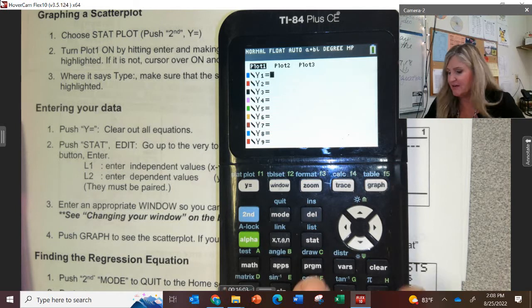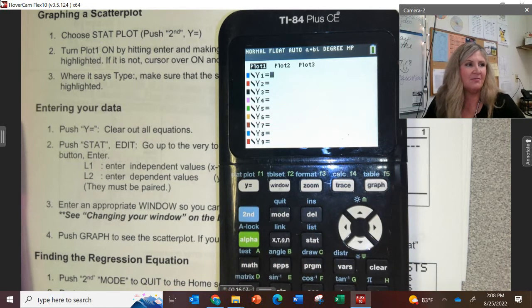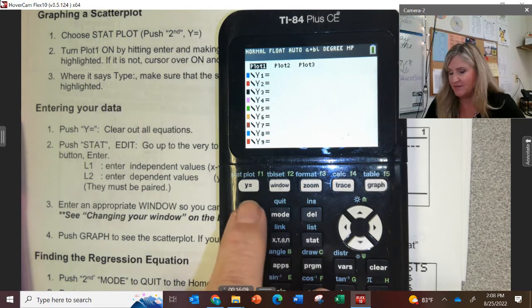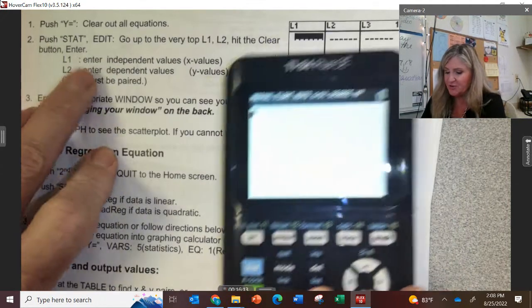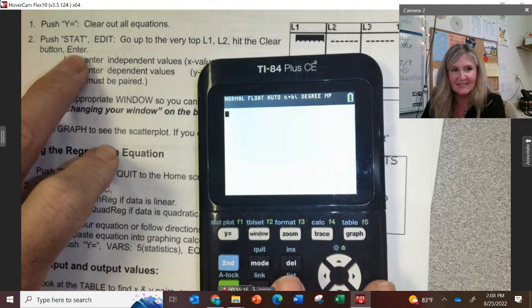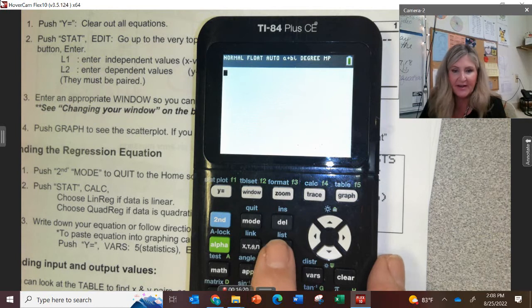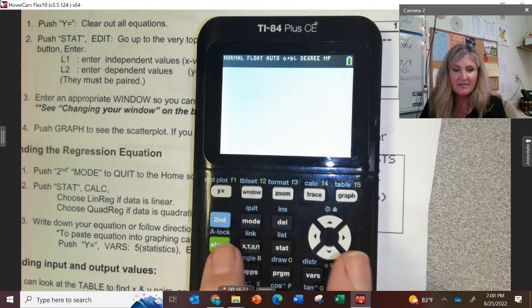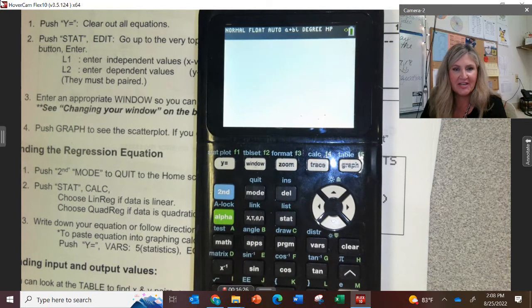Okay, now I'm going down to step number 2. How do I get out of here, though? I don't want to be here. What do I do? Quit. Second mode. So now I'm on step 2, and I'm going to go to Stat, Edit. So see the Stat key? It's right here. Right there. Stat, Edit. And I'm going to push Enter.